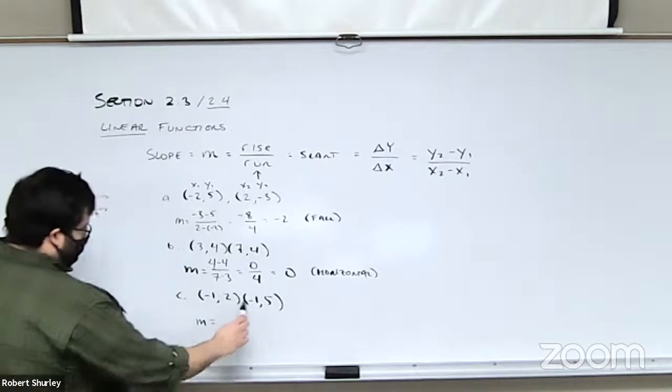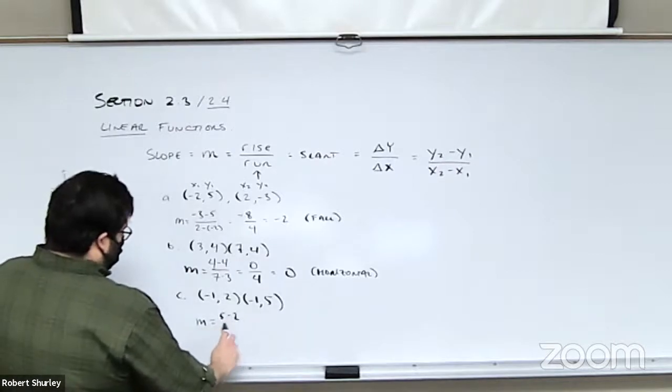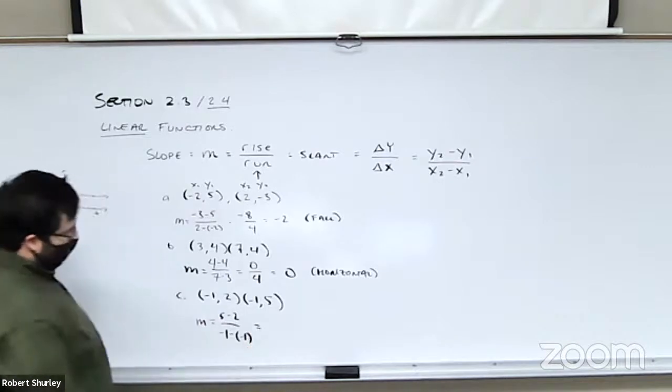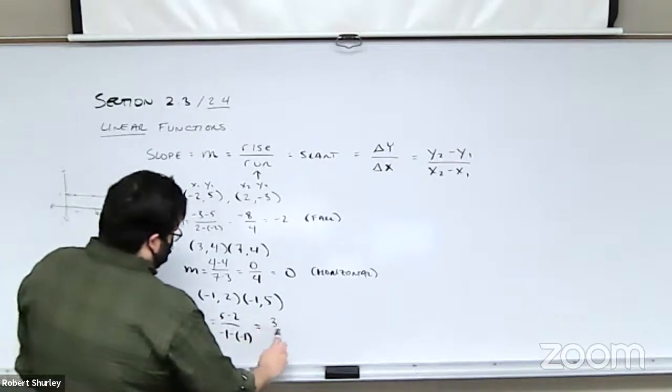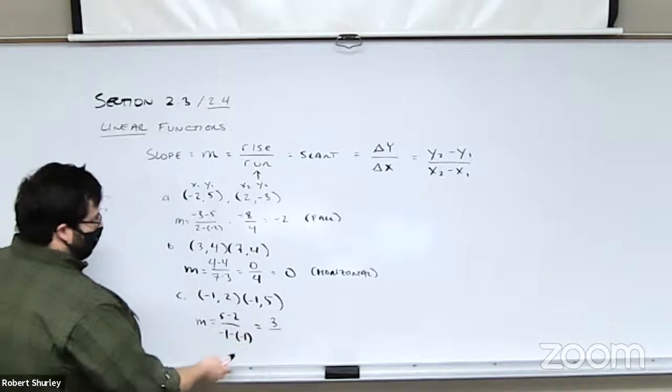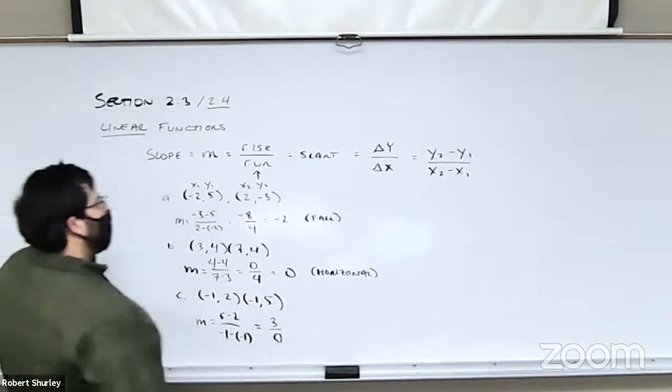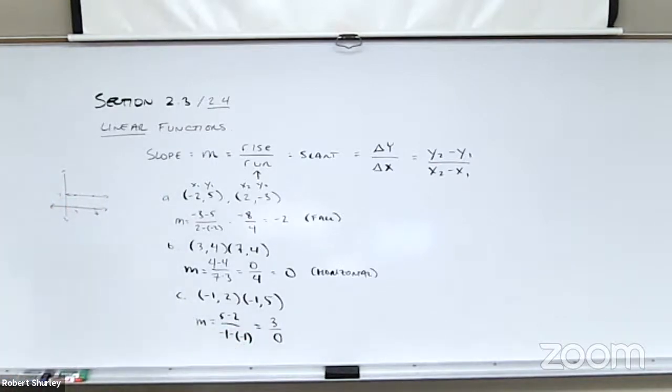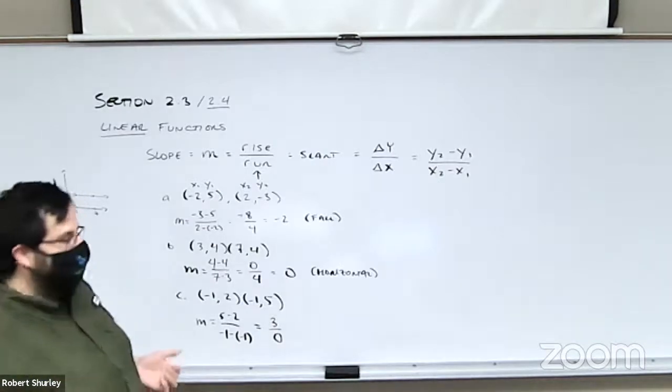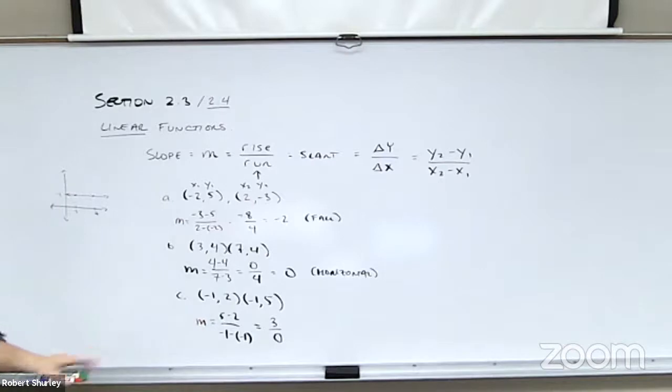M equals, so now we've got 5 minus 2 on top, and then negative 1 minus a negative 1 on bottom. Well, 5 minus 2 is just 3. Negative 1 minus a negative 1, that would be 0, right? Now this is different. We've got a 0 on the bottom. We've got 3 divided by 0. Now that's like a math law that we cannot deal with. So we can't divide by 0, so we actually call that undefined, right?